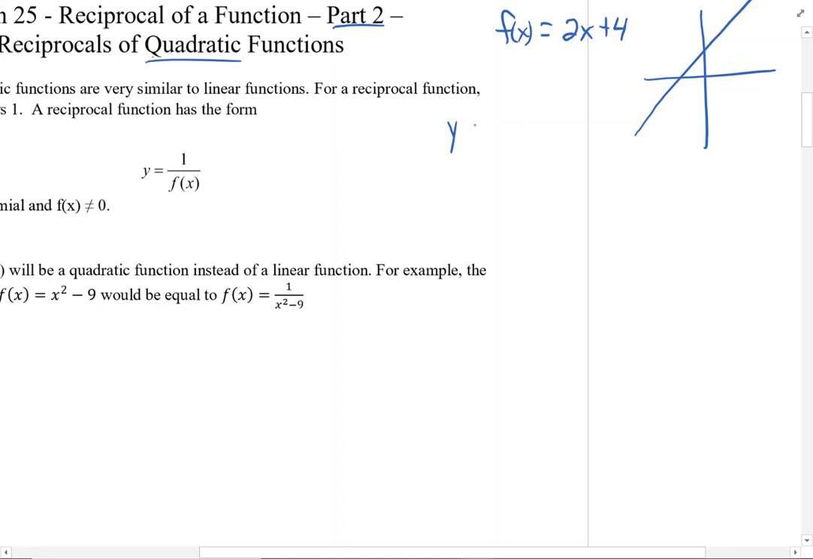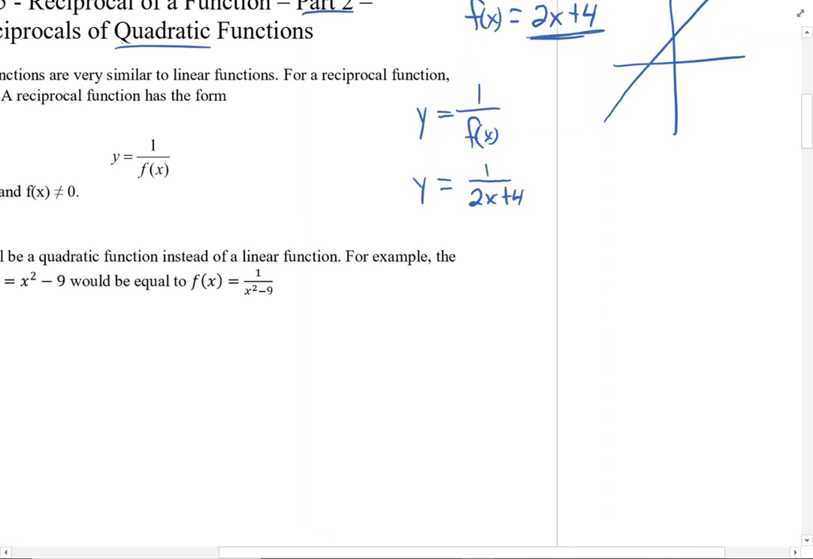So we'd say y, the reciprocal function, is equal to 1 over f of x. And in that case, f of x is just this, 2x plus 4. So we'd say y is equal to 1 over 2x plus 4. Okay, so that was it.